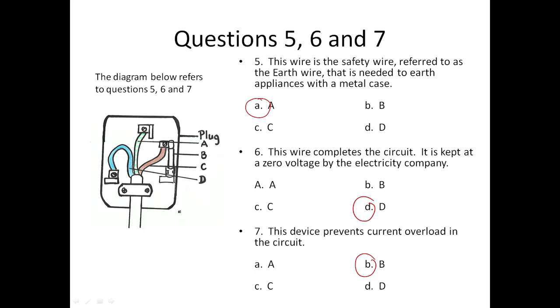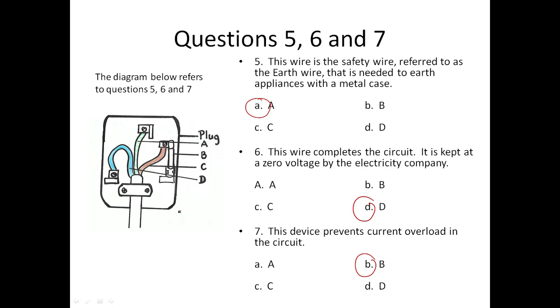Questions 5, 6, and 7. The wire that is the safety wire referred to as the earth wire. So this wire is a safety wire referred to as the earth wire that is needed to earth appliances with a metal case. And so the earth wire is definitely A. As you can see there, it's yellow and green.